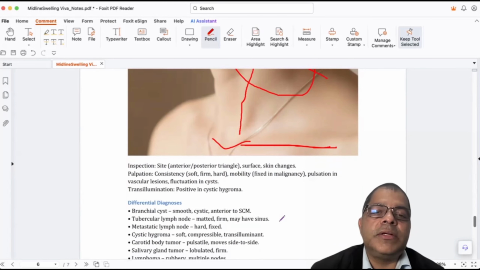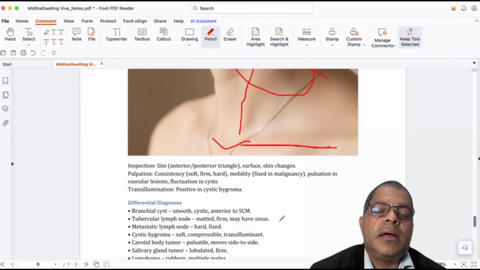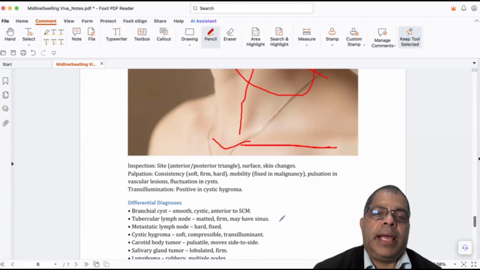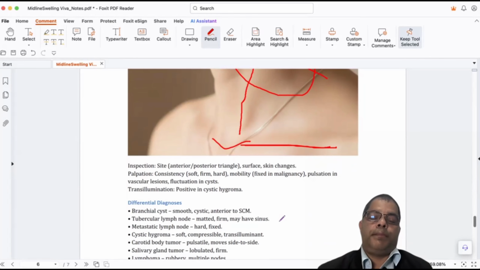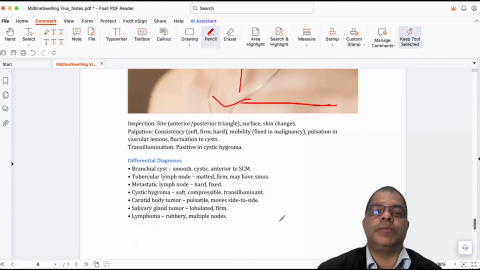Okay, inspection wise, you have to see the anterior and posterior triangle, skin, soft tissue. You should also read the examination book from the surgery side. In palpation: soft, firm, hard, mobility. You have to look, and the position of the swelling should also be mentioned. Cystic hygroma has a positive transmission test.